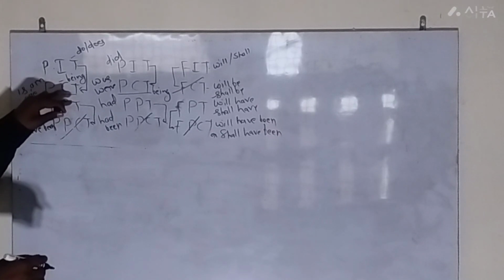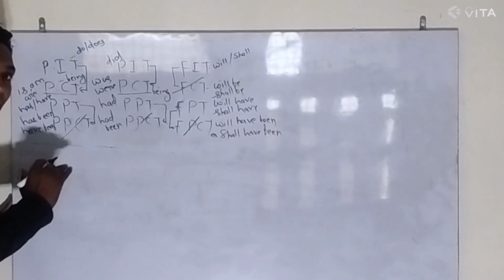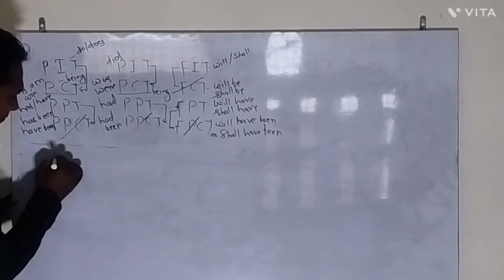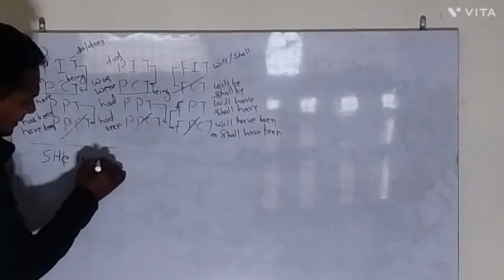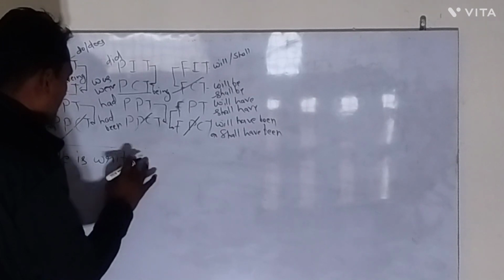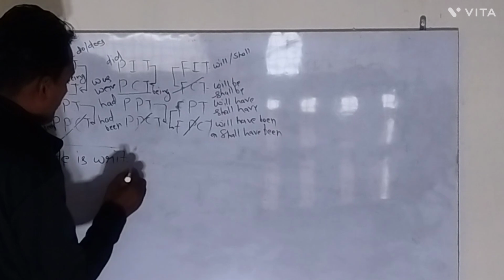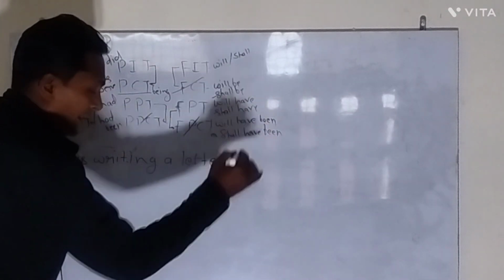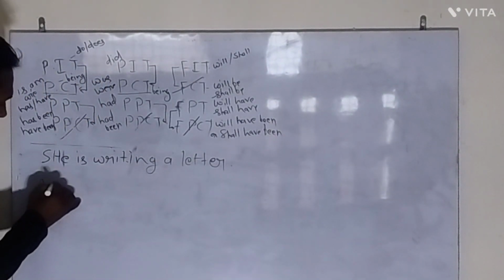Second is the present continuous tense. Same example we will take so that you do not get confused. Take one more example. She is writing a letter, right? Simple. Then the object, what will be the object? A letter.